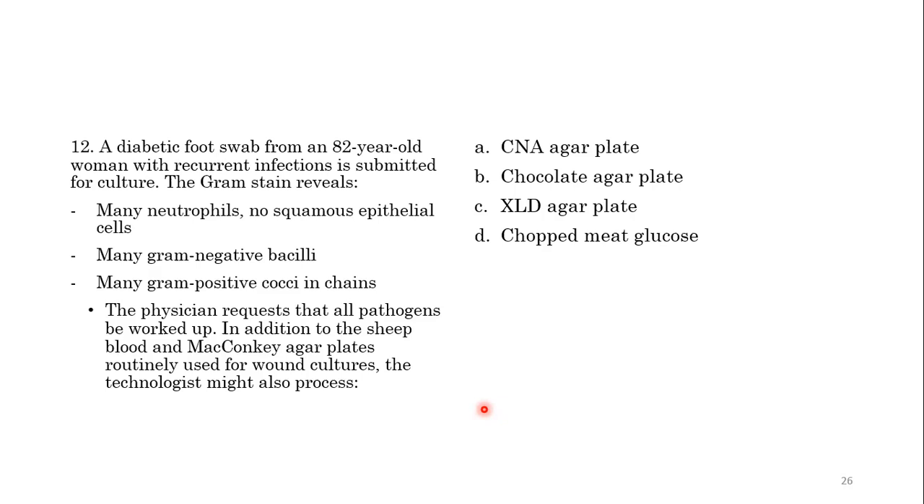Number 12, a diabetic foot swab from an 82-year-old woman with recurrent infection is submitted for culture. The Gram stain reveals many neutrophils, no squamous epithelial cells, many gram-negative bacilli, many gram-positive cocci in chains. The physician requests that all pathogens be worked up, in addition to the sheep blood and MAC agar plate routinely used for wound cultures. The technologist might also process, letter A, CNA agar plate, B, chocolate agar plate, C, XLD agar plate, or D, chopped meat glucose.